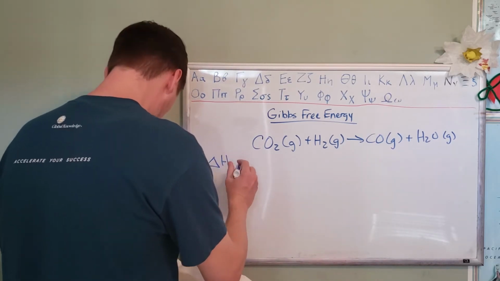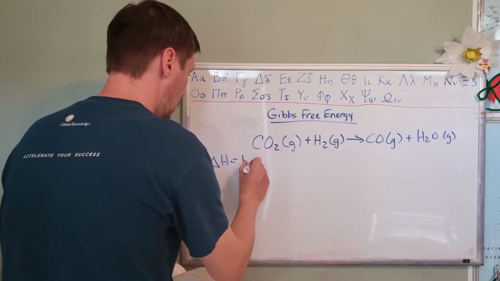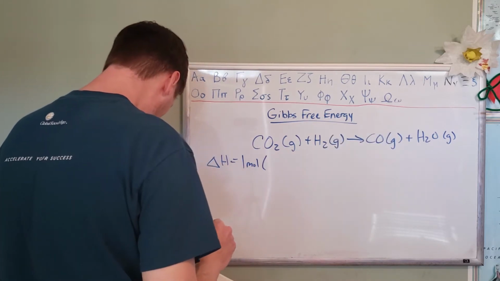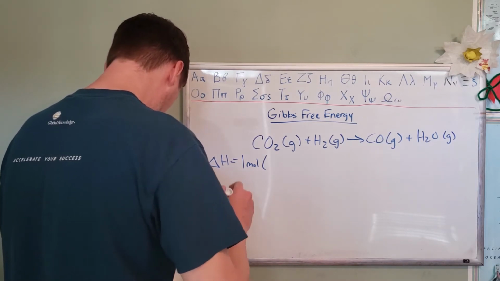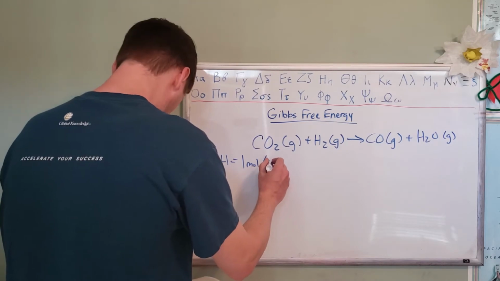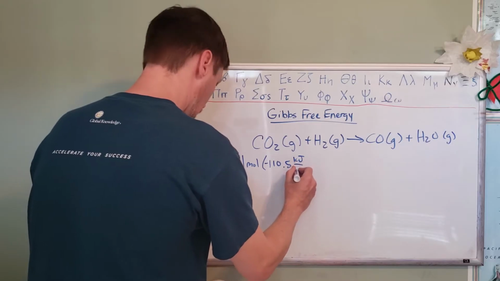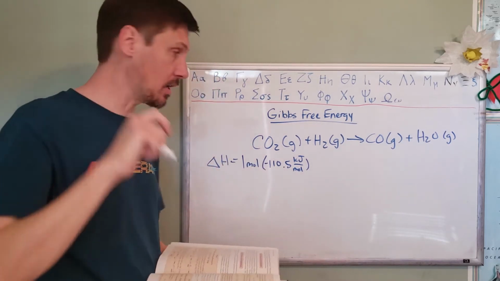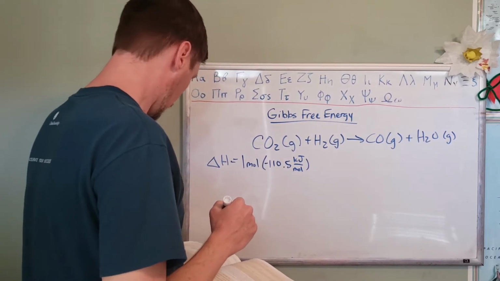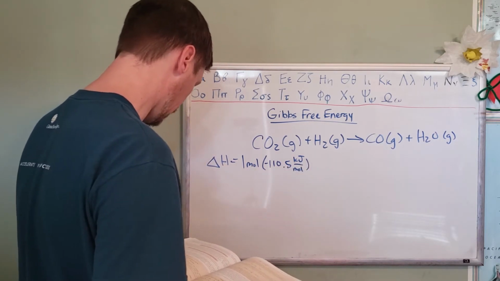We have 1 mole of CO on that side, and the standard enthalpy of formation for that substance in gas form is negative 110.5 kilojoules per mole. For the sake of space, I'm not going to write down the units for the rest of them, but we just want to make sure that our units are canceling out, right? Moles are going to cancel out here, and you're going to be left with kilojoules for the value.